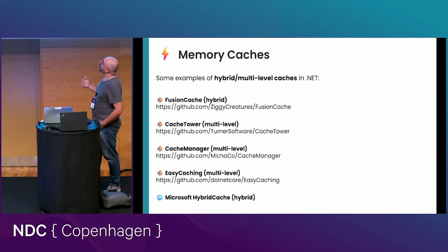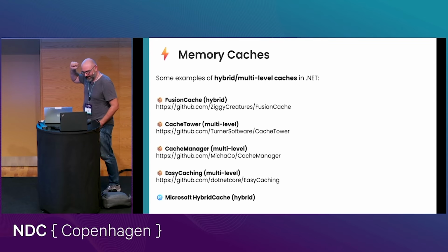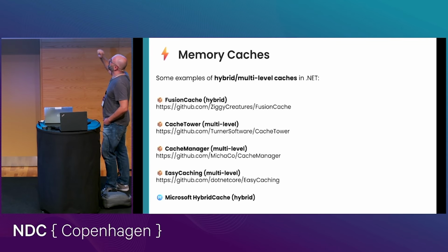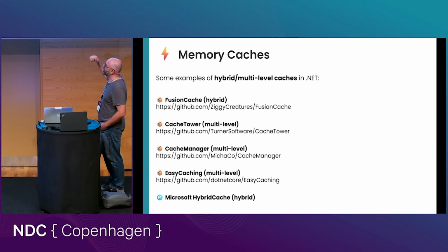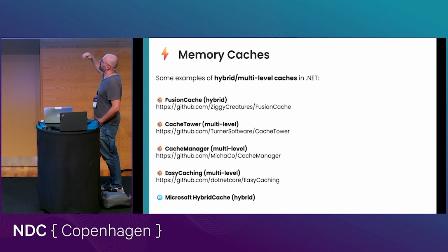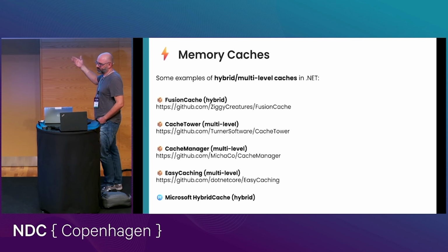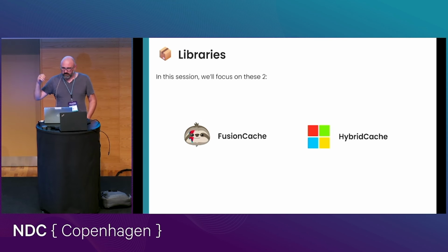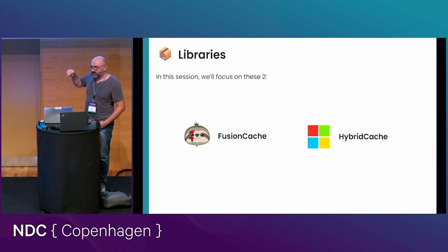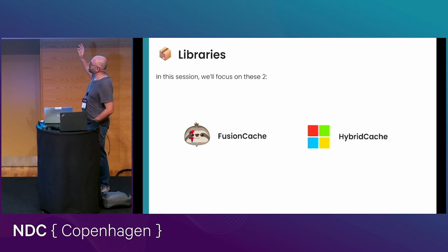Examples of hybrid caches, sorry, the title, I did the slide last minute, but examples of hybrid caches and multi-level caches are FusionCache, which is hybrid and which I created, CacheTower, CacheManager, and EasyCaching, which are instead multi-level. We see the difference in a second. And finally, the so-called new kid on the block, Microsoft HybridCache, which is, of course, hybrid. What we will take a deeper look at in this course are FusionCache and HybridCache, and not just because one is by Microsoft and the other I created. You'll see why by the end of this session that it makes more sense.